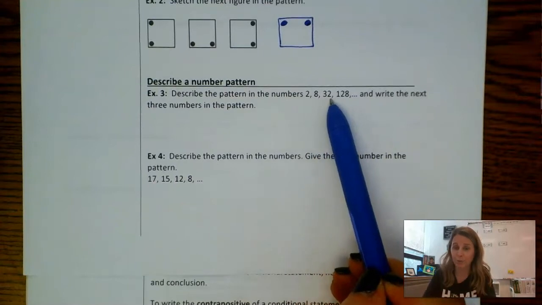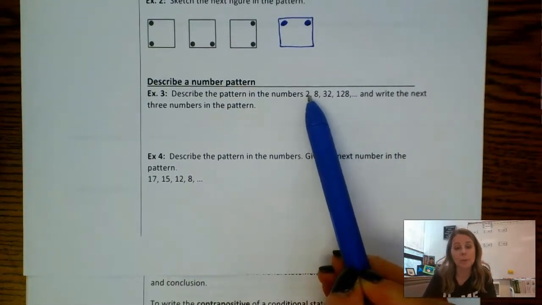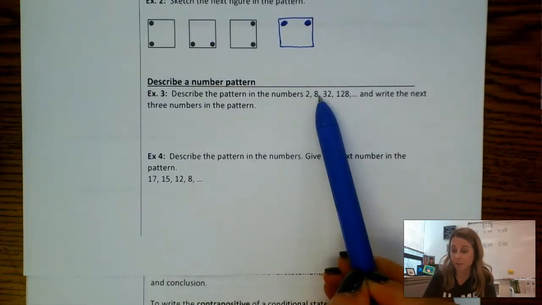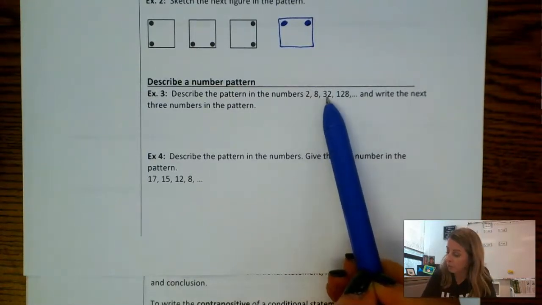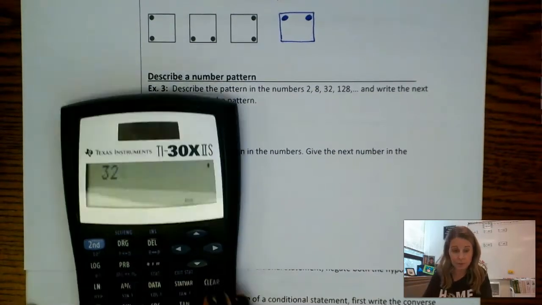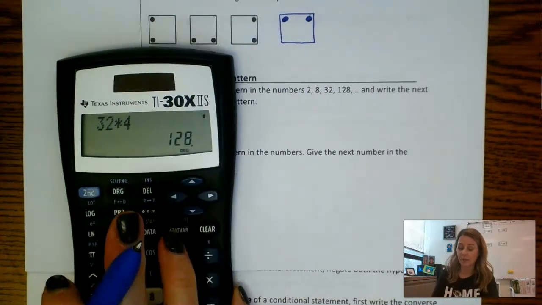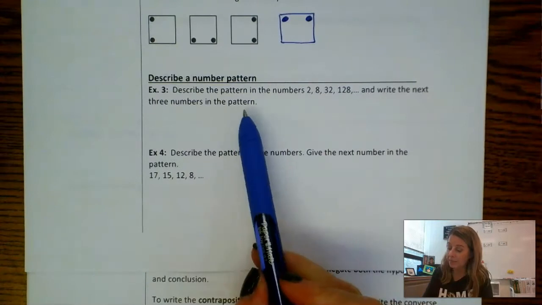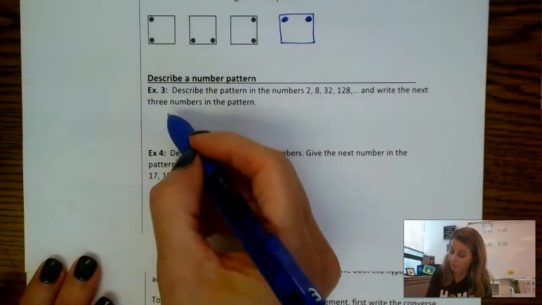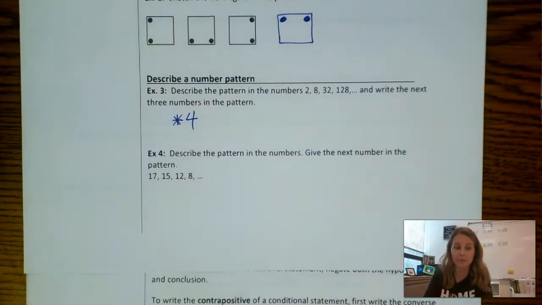I see that these numbers are growing really fast. So like I might start by saying, well, maybe between 2 and 8, maybe it's multiplying by 4. So, okay, it seems like it's multiplying by 4 here. So let's check the other one. So if I do 32 times 4, okay, I get 128. So my pattern is multiplying by 4, or I'm going to just go ahead and put that sign right there, multiplication or multiply by 4.